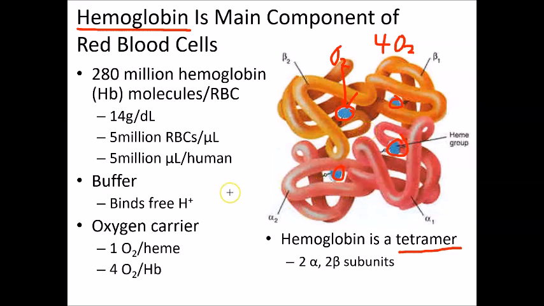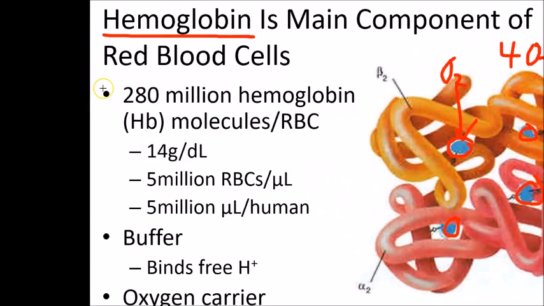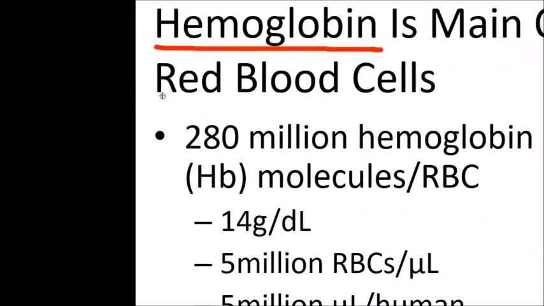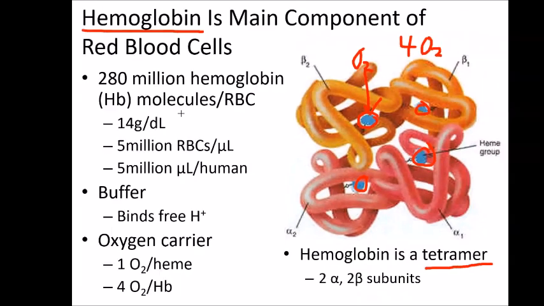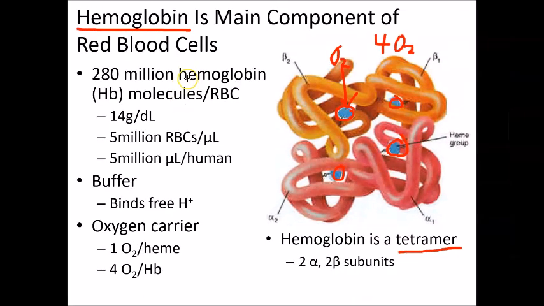But what most people don't remember, or maybe just didn't get pounded into your head, is that on an average red blood cell, there are 280 million hemoglobin molecules. Okay, so 280 million. So these little tiny proteins are basically shoved into these little tiny red cells.